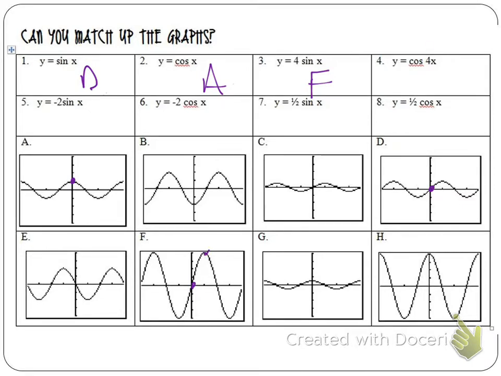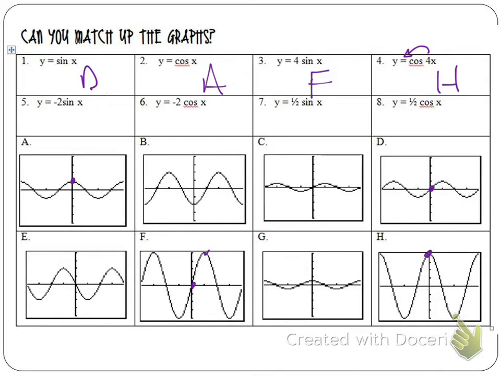Now, number 4 is a typo. This 4 should have been out front for this cosine. Hopefully, you were able to kind of figure that out, and that's going to get you to graph H, because it starts up at 4. Cosine starts up, and then dips down and comes back up.